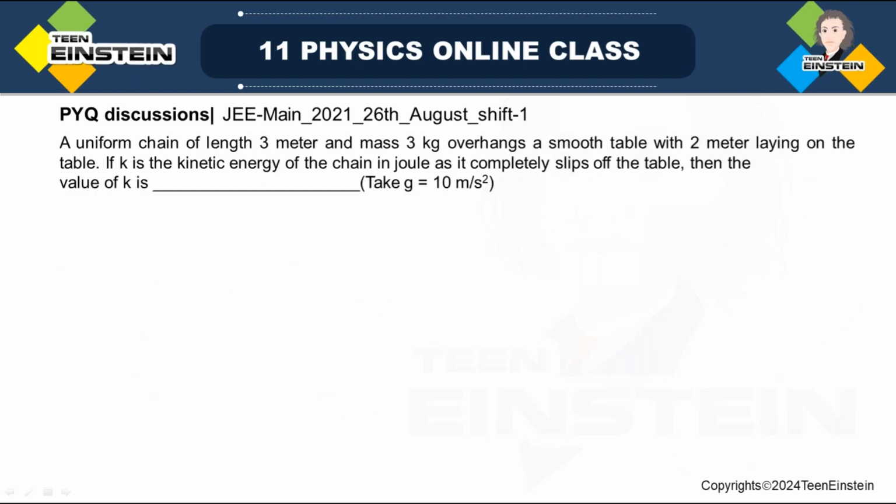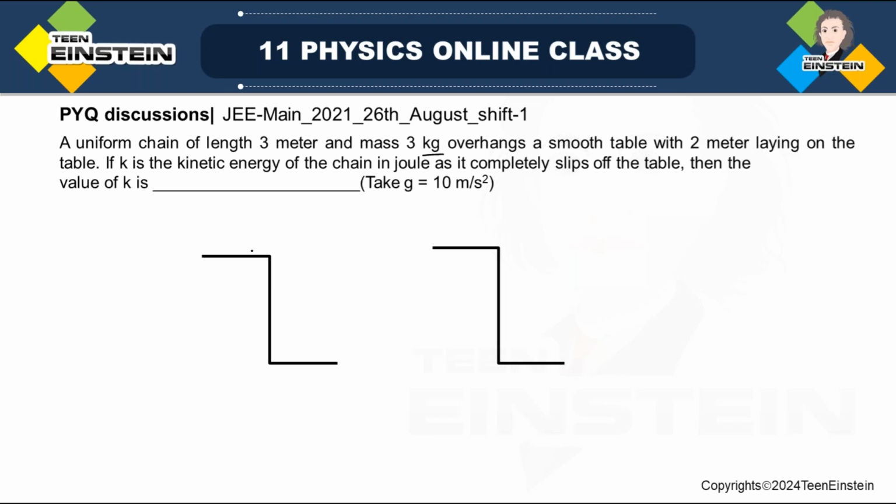So let us solve this problem. This problem says a uniform chain of length 3 meters and mass 3 kg overhangs a smooth table with 2 meter lying on the table.